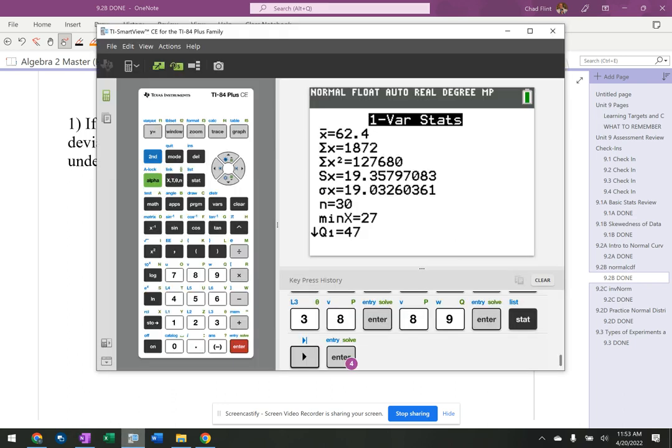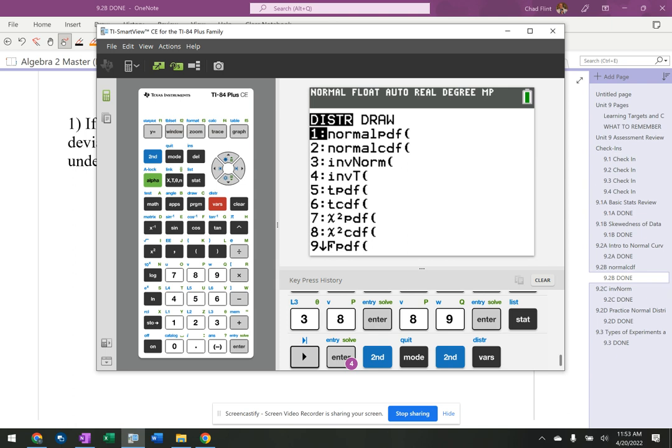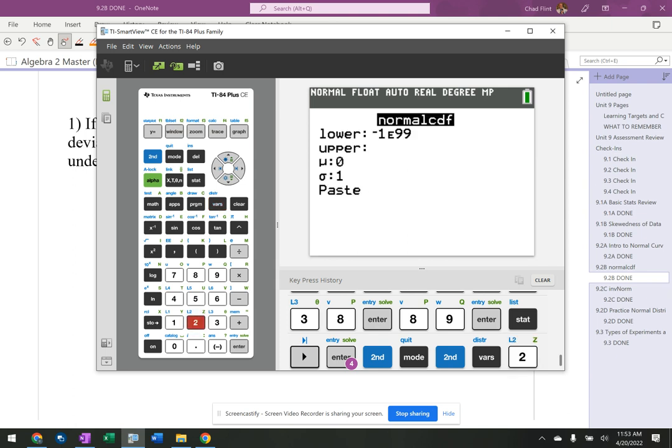Okay, well, I'm going to bring the calculator up. I'm going to quit out of that. I'm going to hit second vars and then number 2 to get normal CDF. Okay, now if you haven't used this at any point, it'll have in there a lower value of -1E99. That means 99 zeros and then a 1 with a negative in front of it, all right, which is basically negative infinity. The calculator doesn't understand infinity, so you have to put large numbers in there.